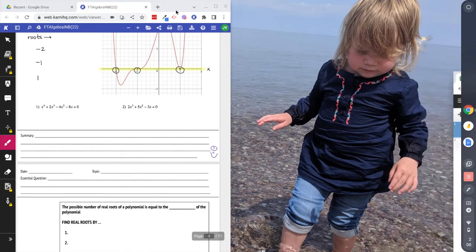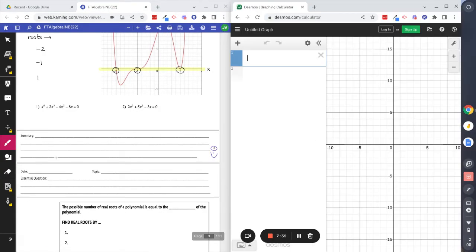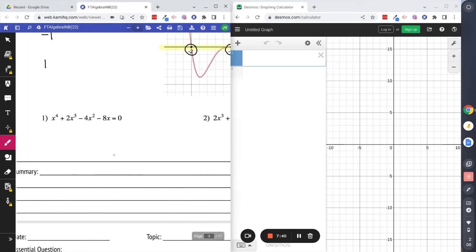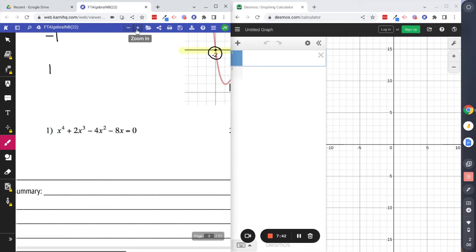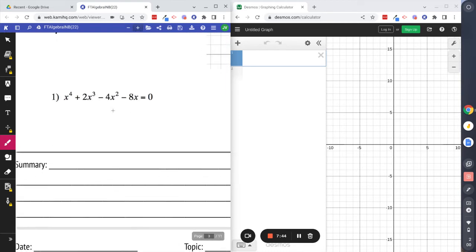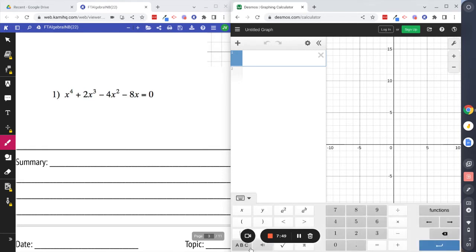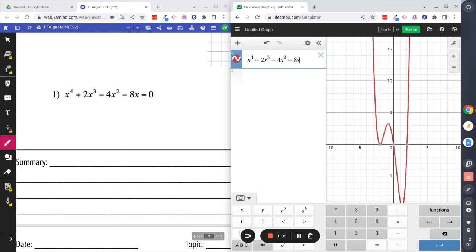Okay, here's what we're going to do. If I'm doing number 1, let me zoom here. Give it one more good zoom. Two more good zooms. There we go. So here's number 1. And if you are not super confident with your typing abilities, you are probably going to want that keyboard up on the bottom. So number 1 says x to the 4th plus 2x to the 3rd minus 4x to the 2nd minus 8x.